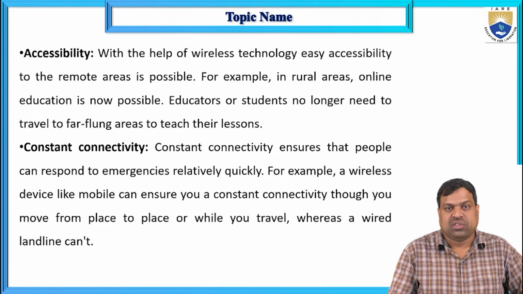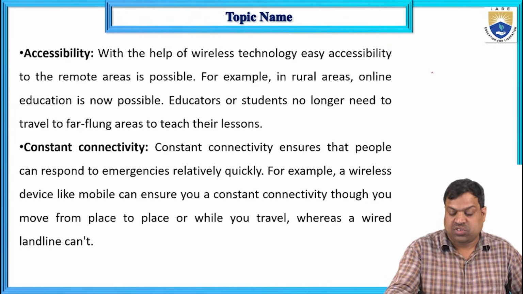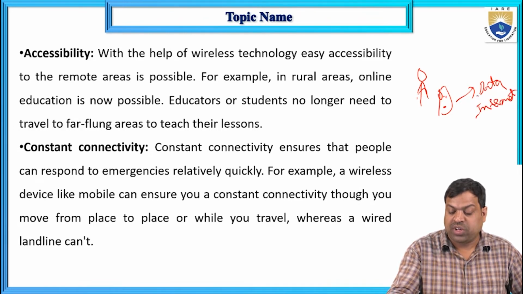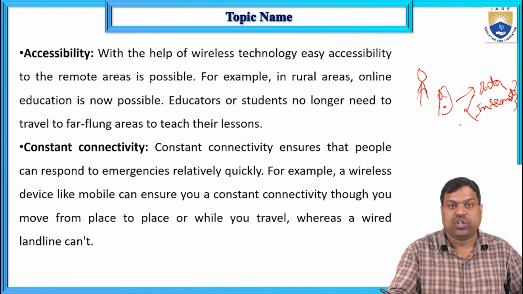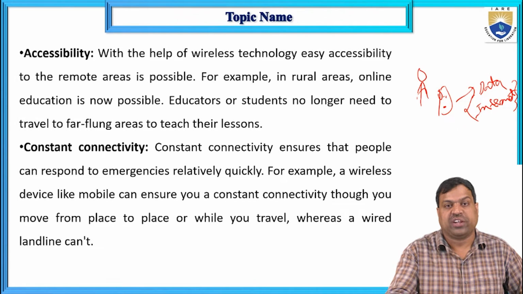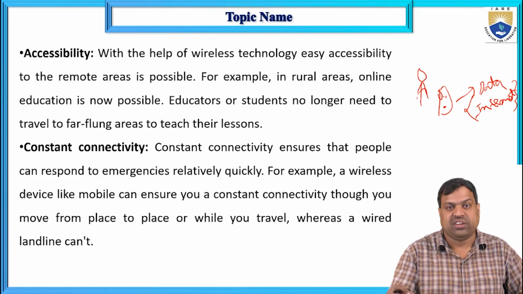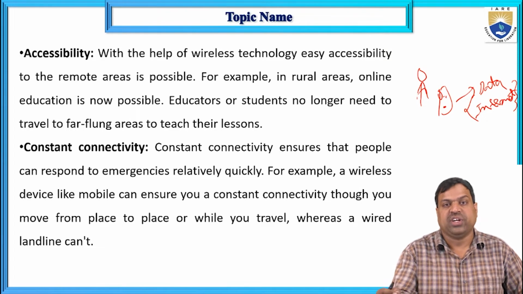So in the rural areas, suppose the data, meaning the internet facility, is there in the mobile phone. If I have the mobile phone with a proper internet connection, there is no need to go to a far distance. Online education is possible with mobile phones, if the data and internet facility are there in the mobile phone.